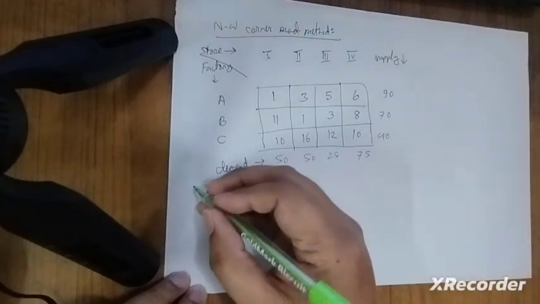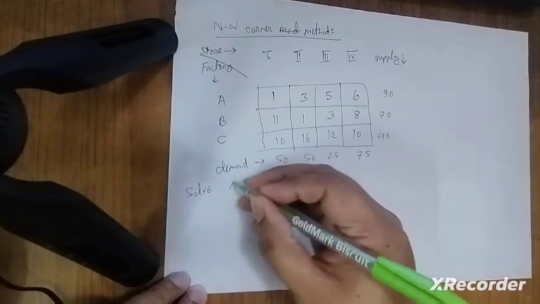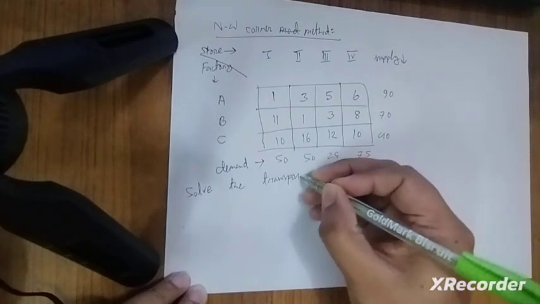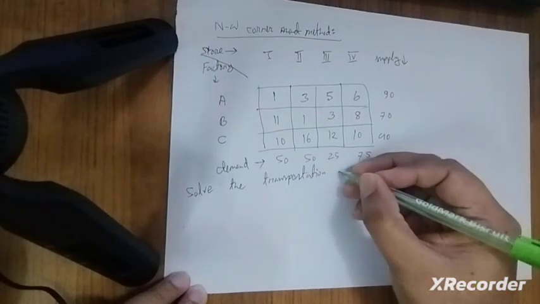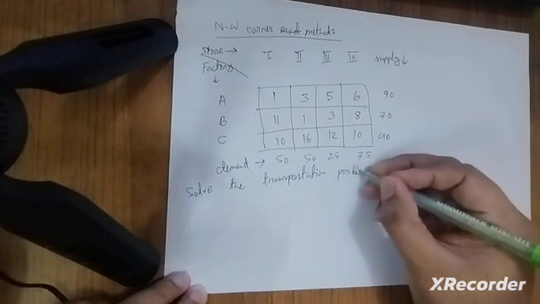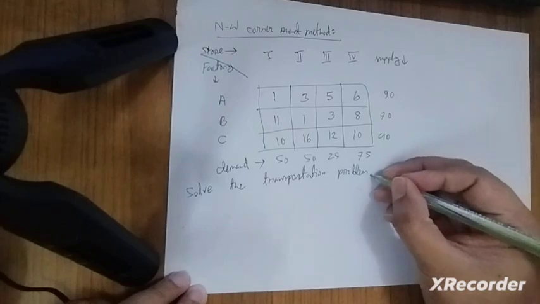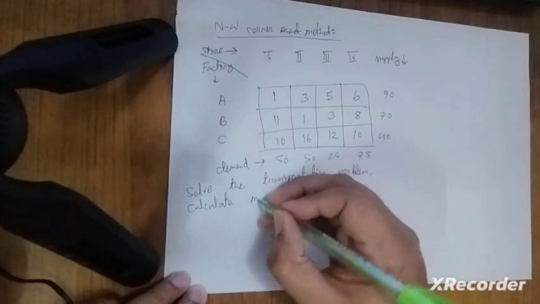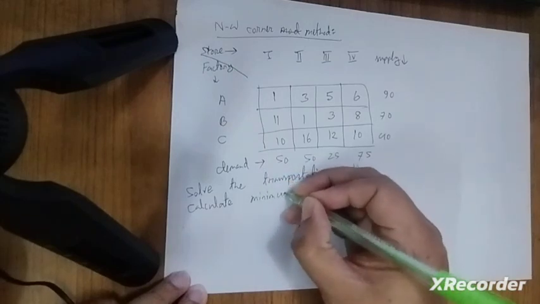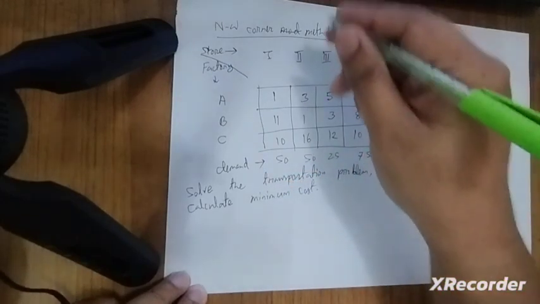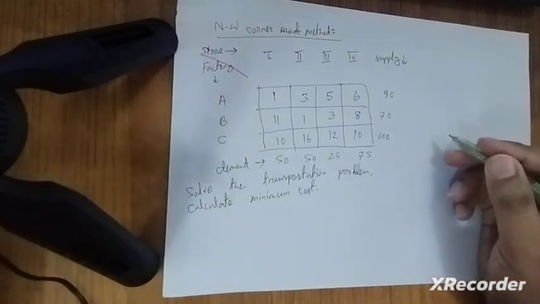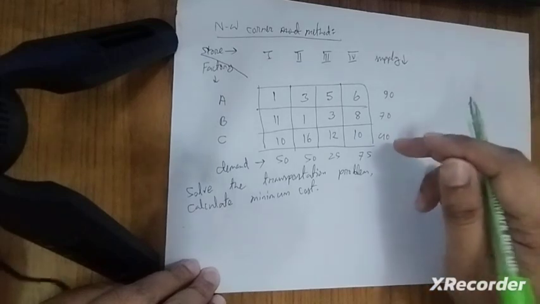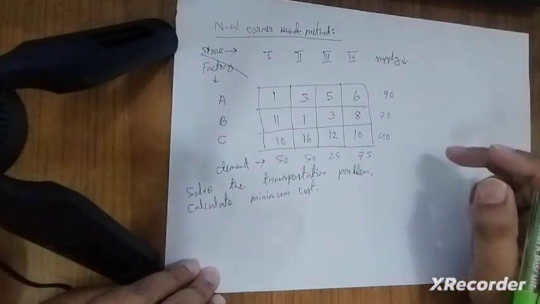So we have to solve the transportation problem. To solve the transportation problem, calculate the minimum cost. We'll use the northwest corner method. So in doing so, firstly we have to calculate the demand and supply.